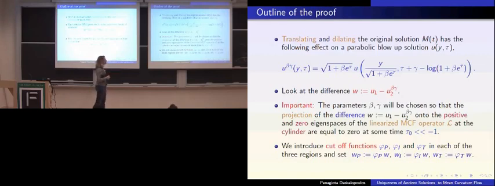So of course, we look at the difference of the two solutions. You call W to be U1 minus U2, with these two parameters, beta and gamma. And part of the game is fixing these two parameters. And how we're going to fix them, of course, you can imagine these two parameters come from the spectrum, from the bad modes in the spectrum of the linearized operator.